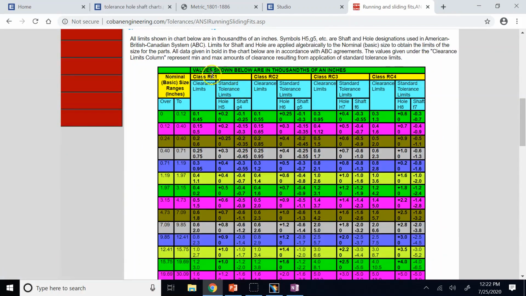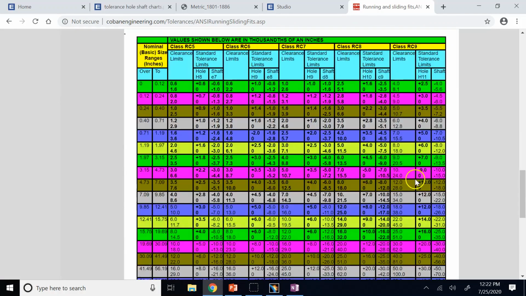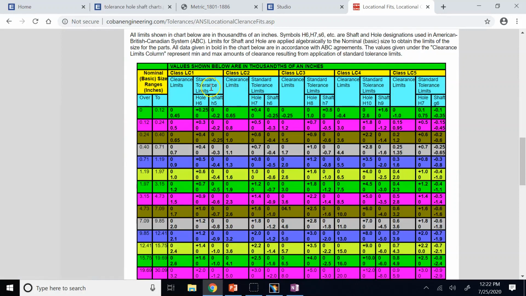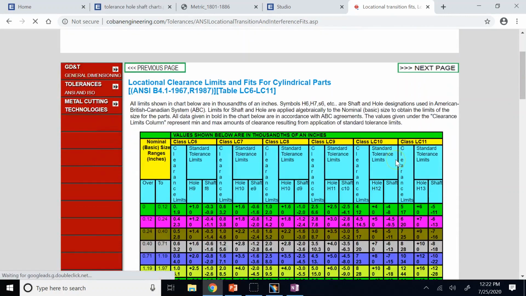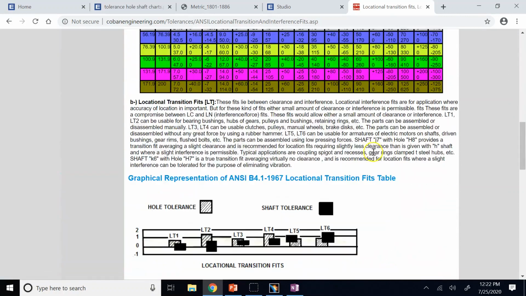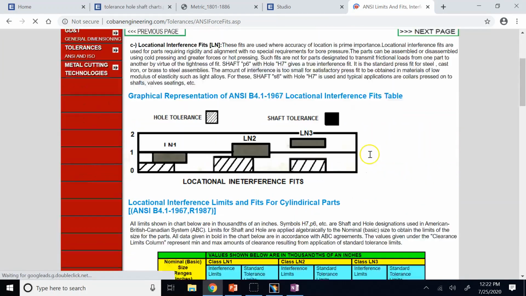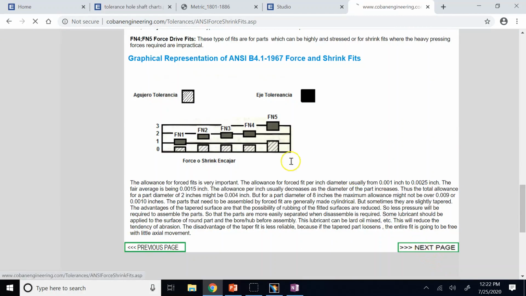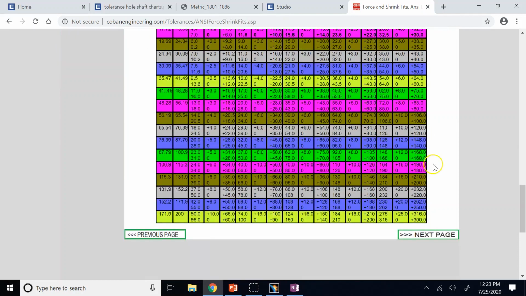Do you see them? These are classes RC1 to RC4 tolerances, correct? And then to RC9. And then here we go to the transition fits from LC1 to LC5. And then we can continue from LC6 to LC11, and then LT1 to LT6, and then LN1 to LN3, and then finally we have the FN class, which is FN1 to FN5.